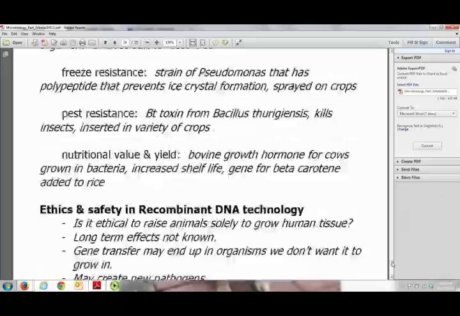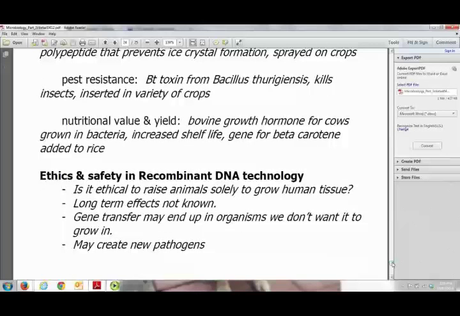We can use this to manipulate the nutritional value and yield. Bovine growth hormone has been used for cows. It's grown in bacteria, and it will cause additional milk production in the cows. We have ways of increasing the shelf life of foods. There's a gene for beta-carotene that's been added to rice to try and increase the nutritional value.